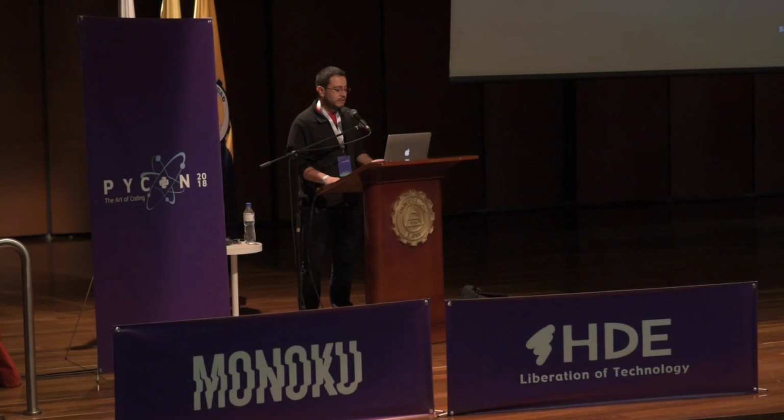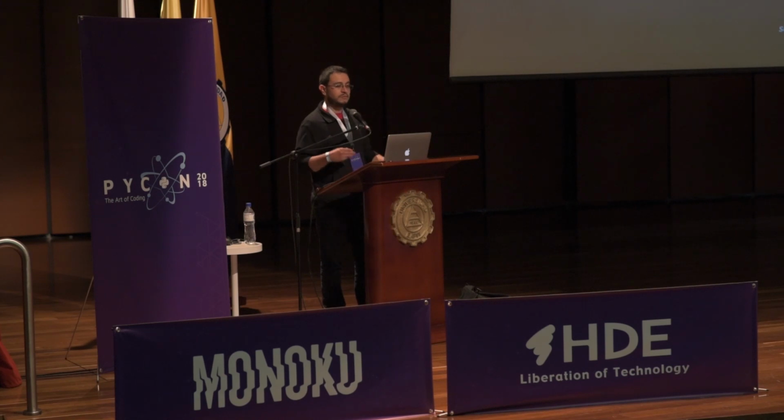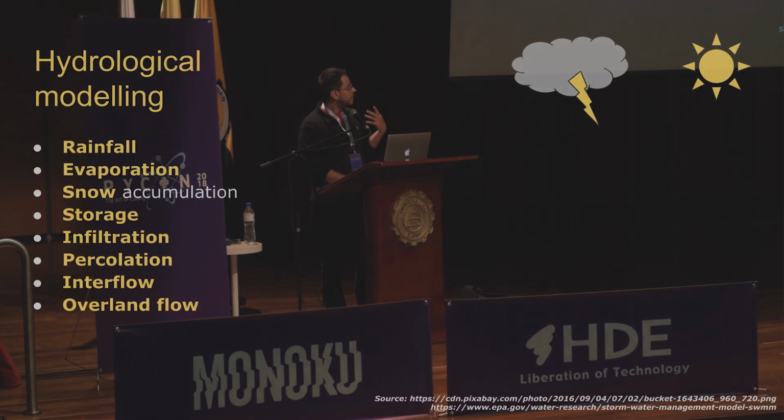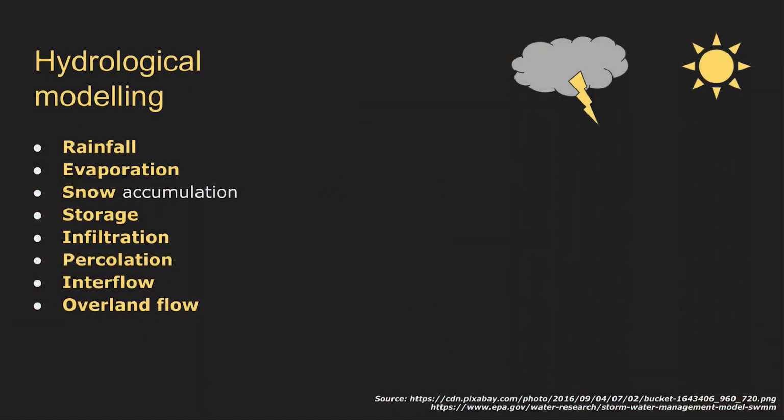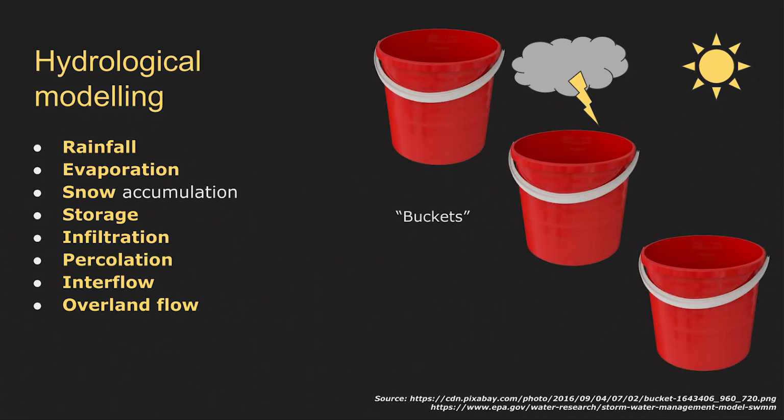So let's look first at hydrological modeling. We have different processes that involve temperature, atmosphere, rainfall, type of ground, storage, infiltration. So we have all these outside variables. And the simplest way we model things in hydrology is by using what we can call buckets. The different layers in a system can be represented by buckets that are connected somehow, and the flows of water between these buckets are described by simple equations or complex equations, depending on what we want to do.